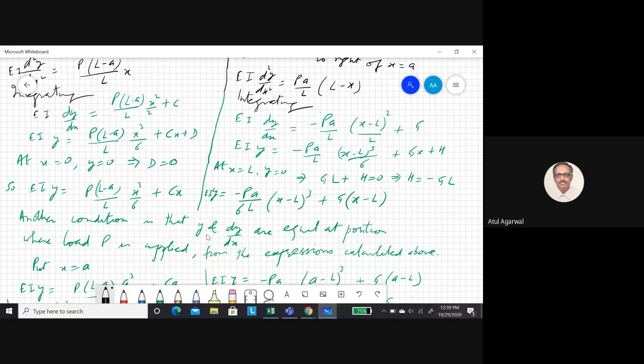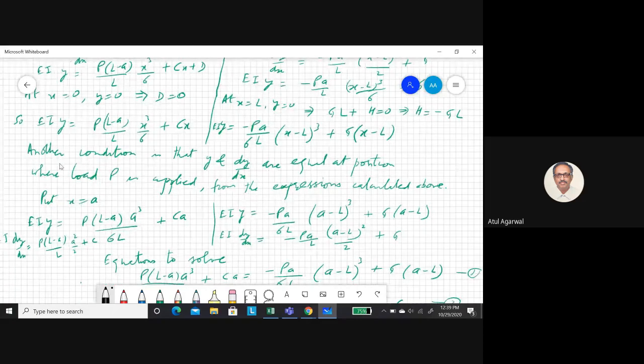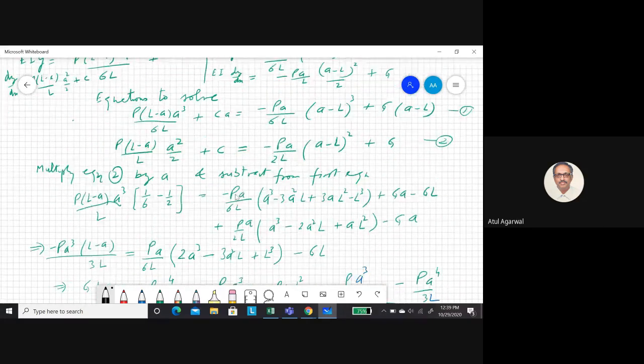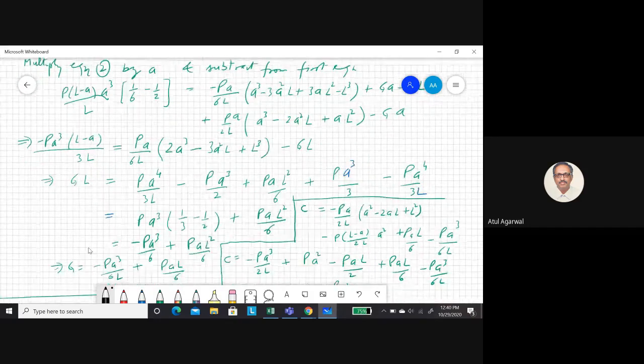Your deflection and your slope should be the same at the point where the load is applied. So you equate them, putting the position of x as A where load P is applied. You calculate the deflection and slope from both equations, then equate the top one and the bottom one. You get two equations, and then you just have to solve them. You are looking for C and G, these two unknowns. So you get your G, you get your C.